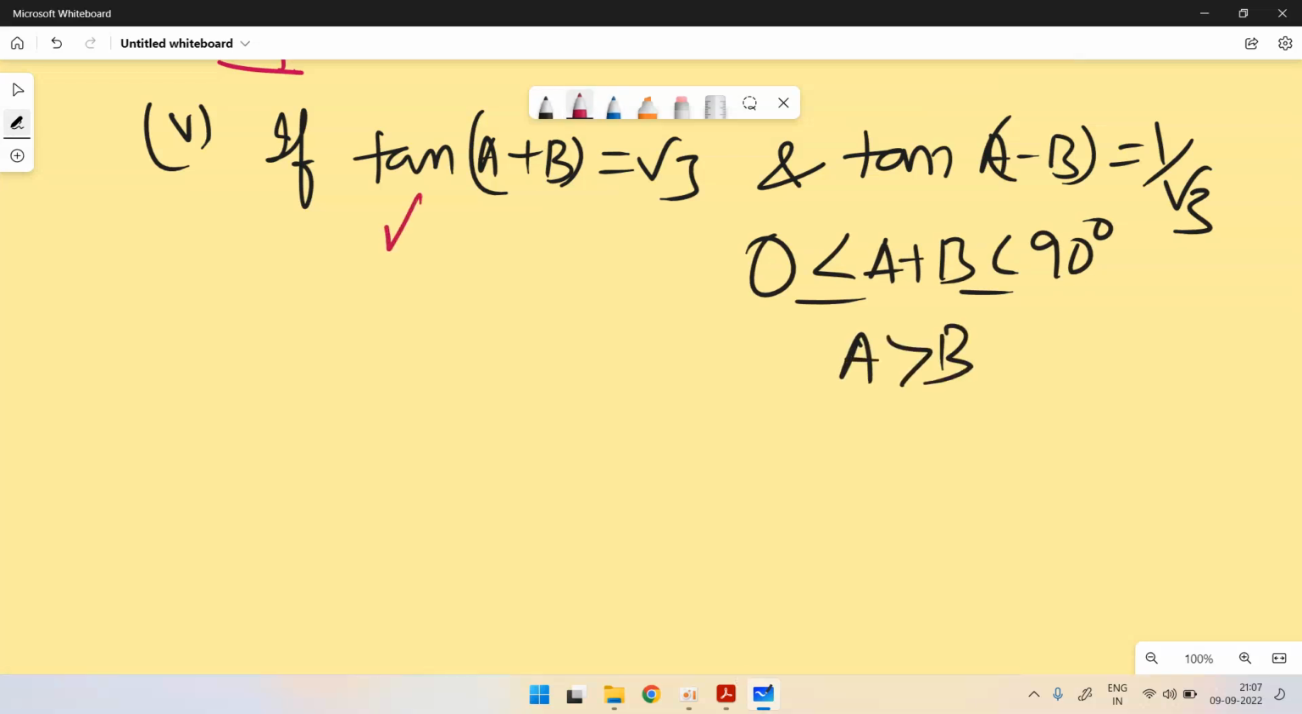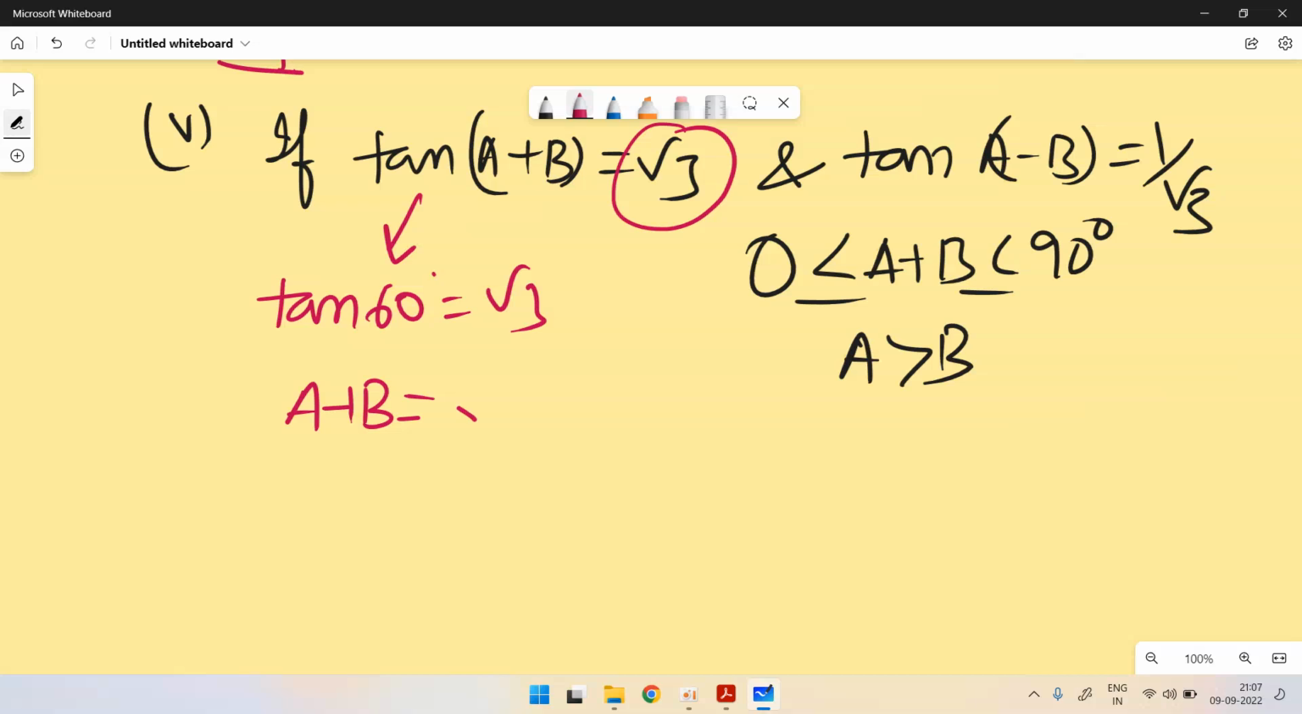So from here you can see that tan of 60 degree equals root 3, you know this, so this implies that a plus b equals 60 degree.